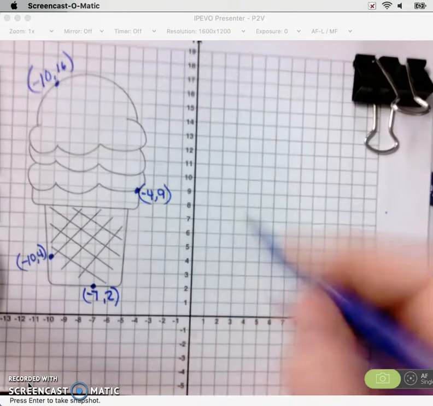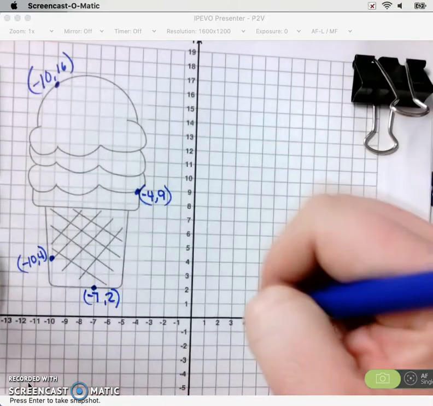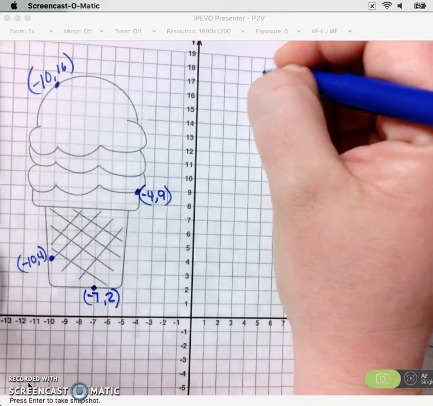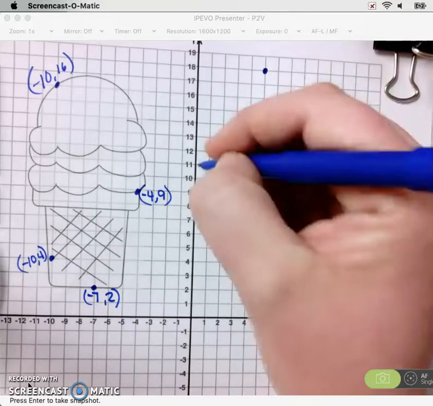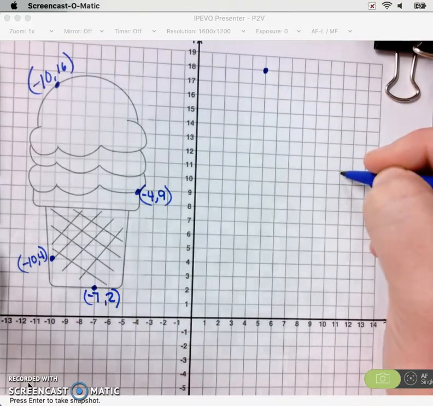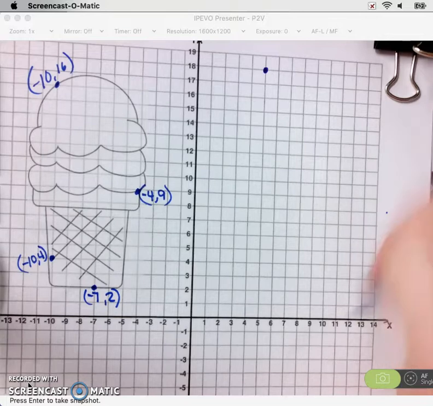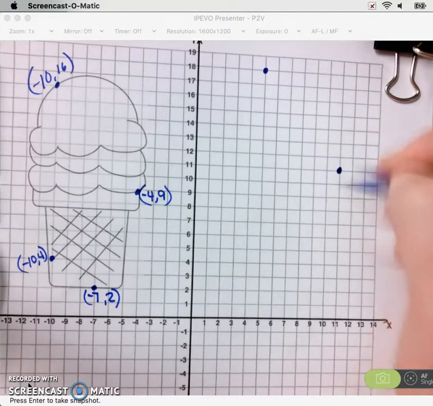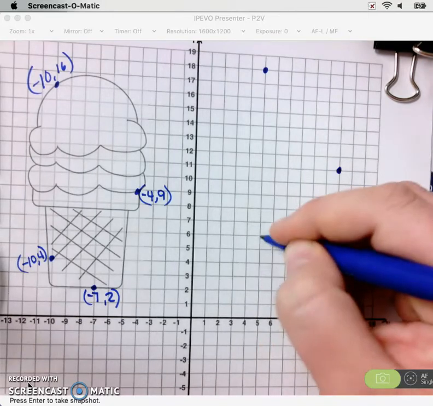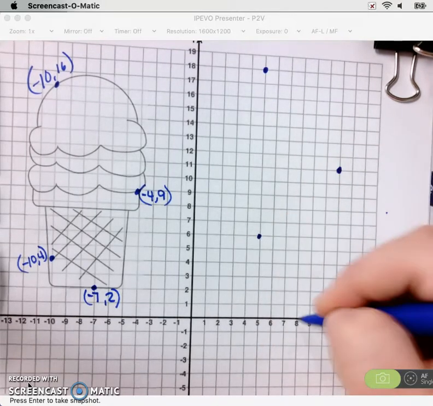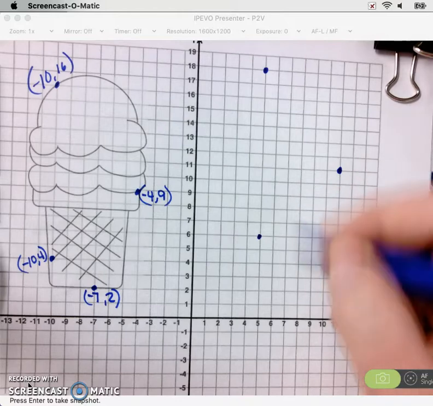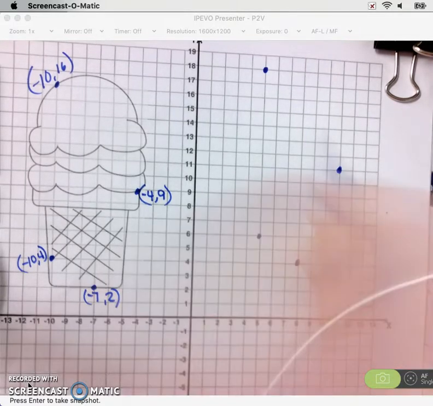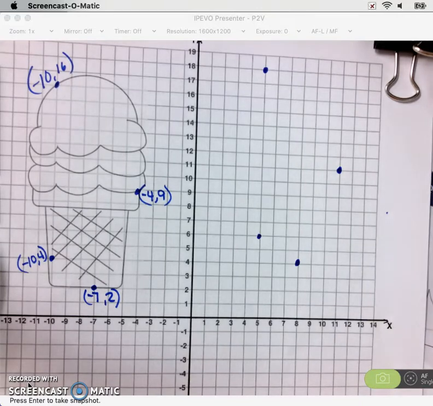So 5, 18. 11, 11. 5, 6. Remember, the first number is how much you go over. Second number is how much you go up or down. So now I have my new 4 points.